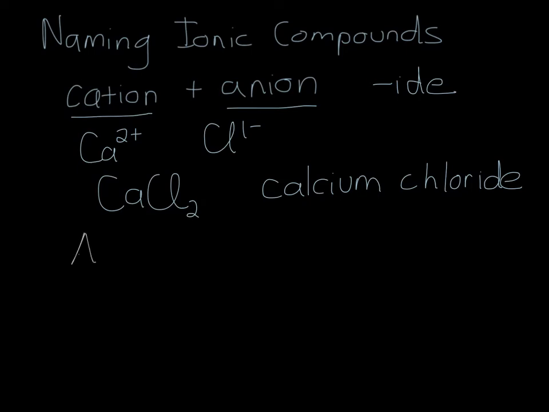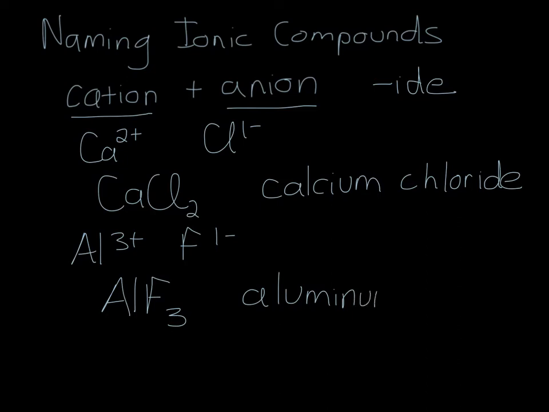Let's say we have some aluminum and some fluorine. Aluminum is 3+, fluorine is 1-, so it makes AlF3, and its name would be aluminum fluoride.